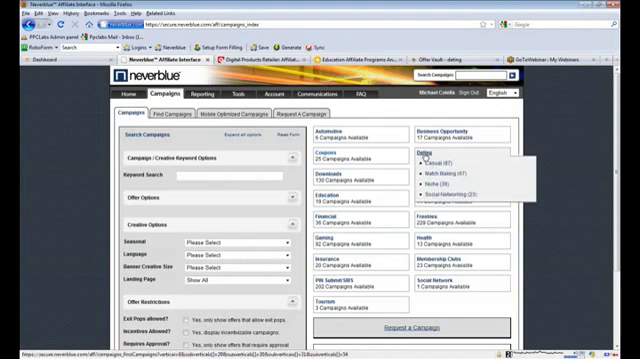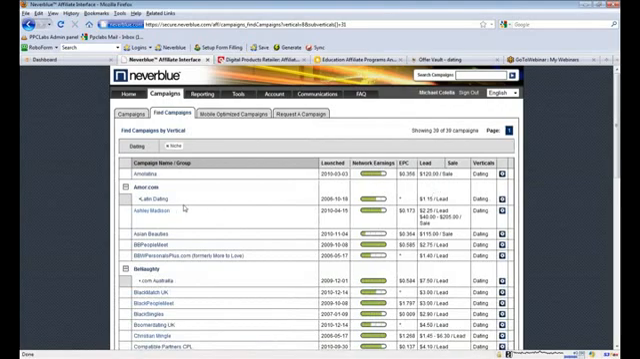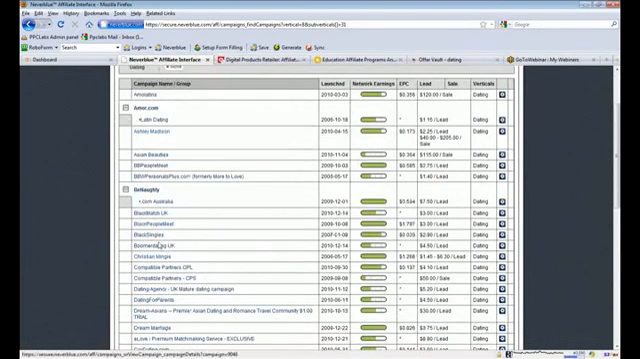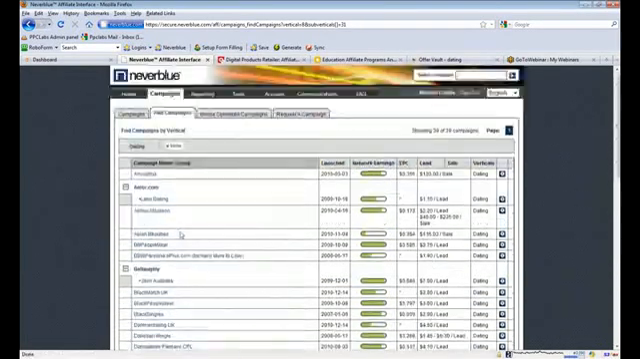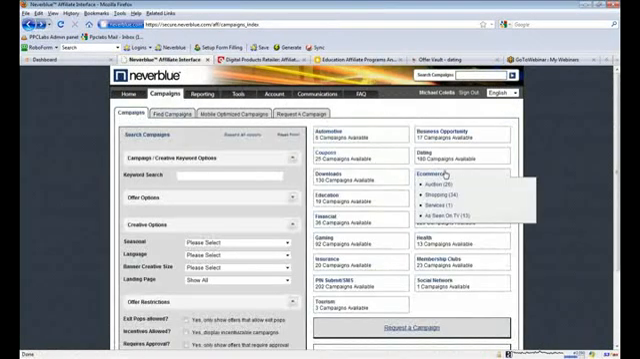And so, even under dating here, you can see different types of dating. Niche, so niche is probably going to be things like Latin Dating, Ashley Madison, which is an interesting offer if you haven't seen that, Black Singles. So this is going to break down dating into more niche categories.